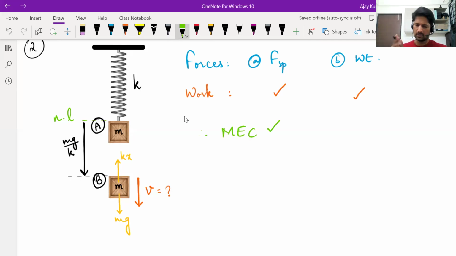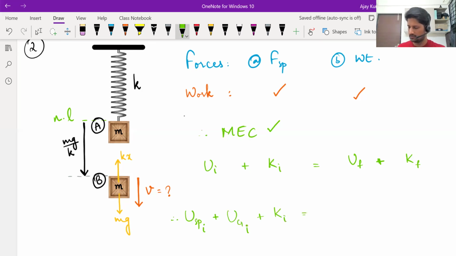Let us apply it now. And how is it done? Initial mechanical energy, that means initial potential energy plus kinetic energy, is equal to final potential energy plus kinetic energy. And this time, since there are two conservative forces doing work, two potential energies should be considered. So we write spring potential energy initial, plus gravitational potential energy initial, plus kinetic energy initial, is equal to spring potential energy final plus gravitational potential energy final plus final kinetic energy. The equation gets a little lengthier.